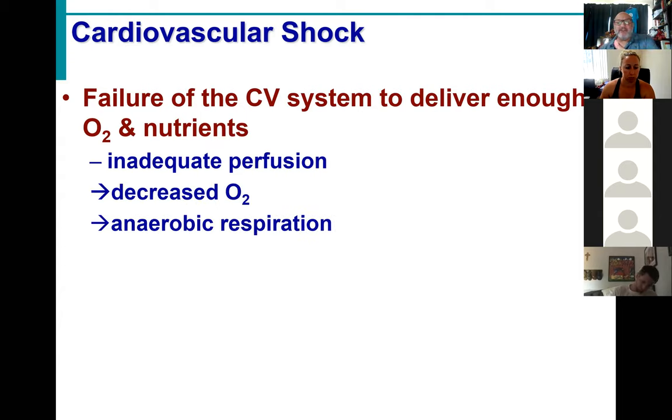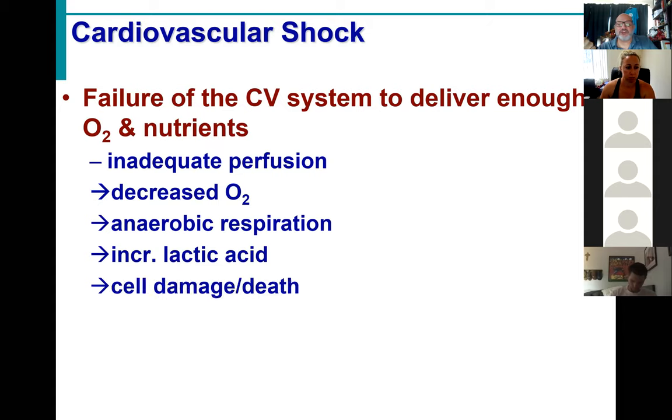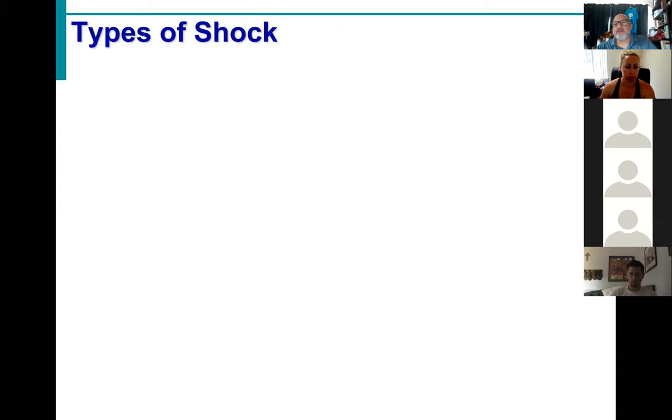Again, the problem with that is you get less oxygen to the area, so those cells have to rely more on anaerobic respiration. And if it has to deal with anaerobic respiration, you get an increase in lactic acid. And that lactic acid can be toxic to cells. It changes the pH of the cells, and so it changes their function. This can damage the cell, or even in extreme cases, lead to cell death. And of course, that cell death in extreme cases can lead to organ failure and even ultimately death as a result of that.